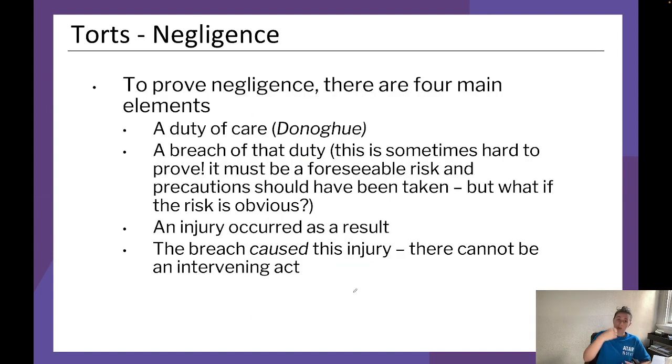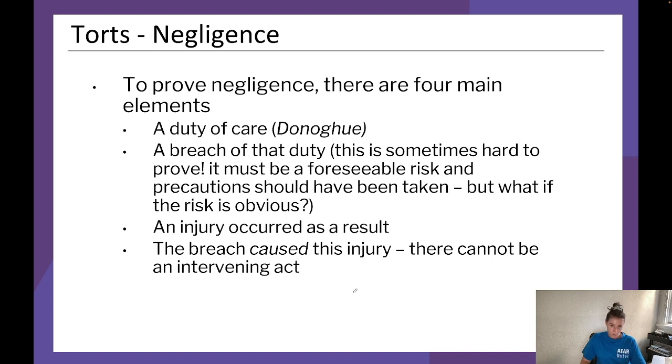So to prove negligence, we need to do a few things. We can't just say you had a duty, something bad happened, and therefore you should be held responsible. To prove negligence, we've got four main elements. A duty of care, as we saw in Donoghue, and a breach of that duty.